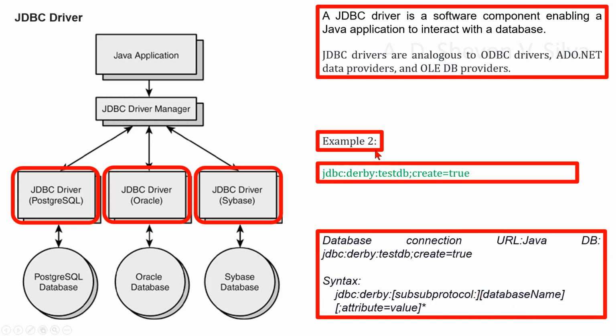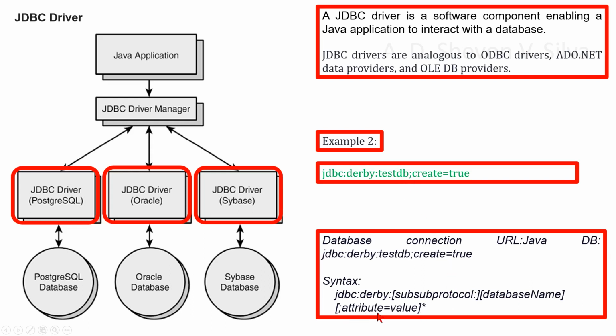As an example 2, we can consider this database connection URL in Java DB. You can see the syntax here. Here in sub protocol is specified where the Java DB should search for the database either in a directory, in memory, in a class path, or in a jar file. It is typically omitted. Database name is the name of the database to connect to.